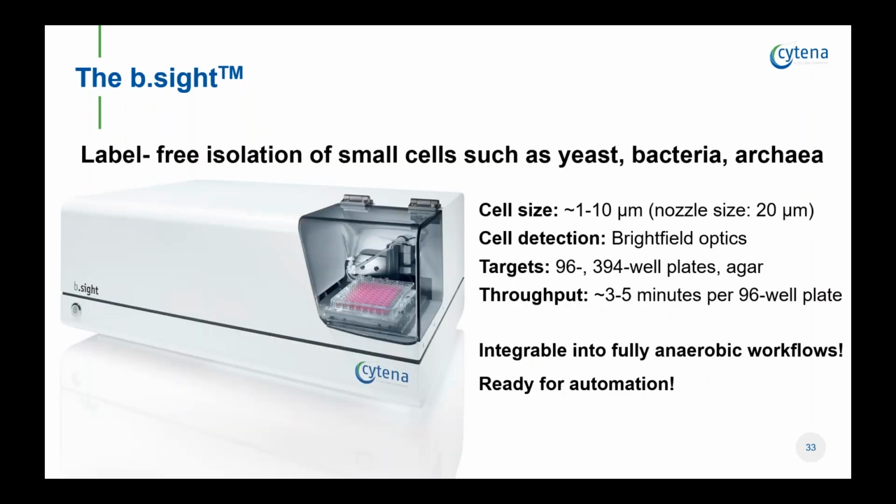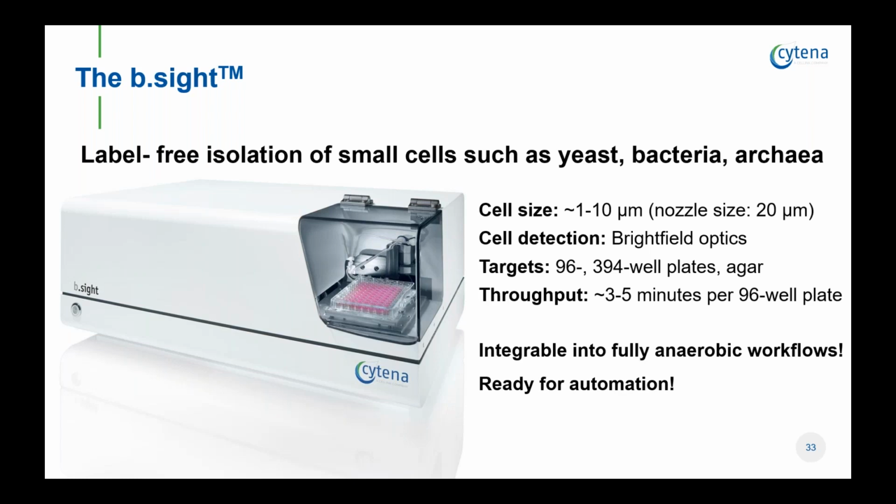I'm now almost at the end of today's presentation. So let me briefly summarize the key aspects of the B.SIGHT, our instrument for label-free isolation of small cells such as yeast, bacteria, or archaea. It's a benchtop instrument that allows to dispense individual cells from a suspension into well plates or other flat substrates. It can detect cells between around 1 micrometer to 10 micrometer in size.